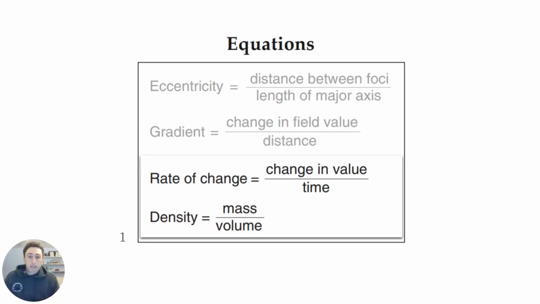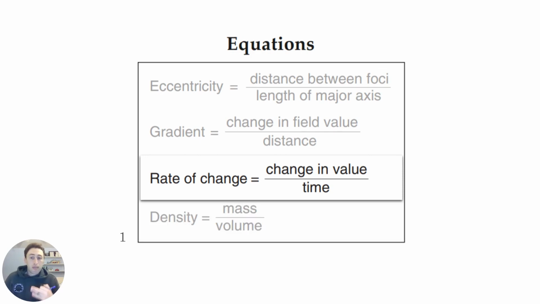On page 1 of the reference table, you are given these equations. There are 4 equations: eccentricity, the gradient, the rate of change, and density. So first, we'll talk about these 2 equations that are given, the rate of change and the density. So first, you have the rate of change. The rate of change is the change in value over time.